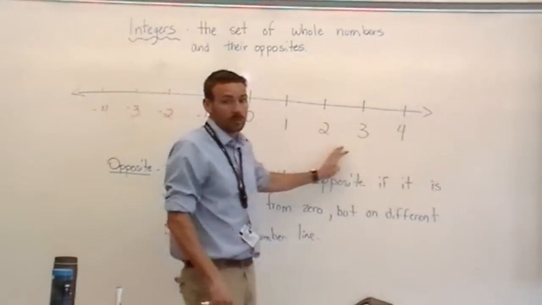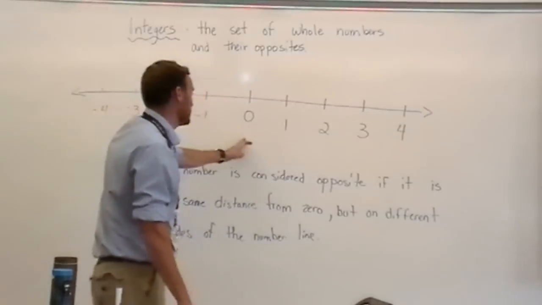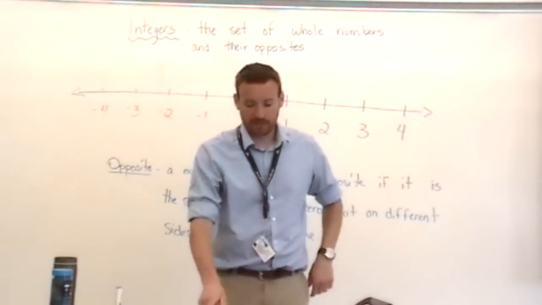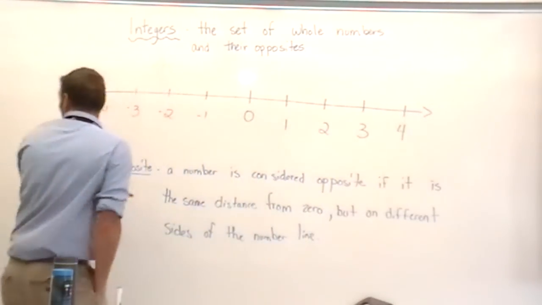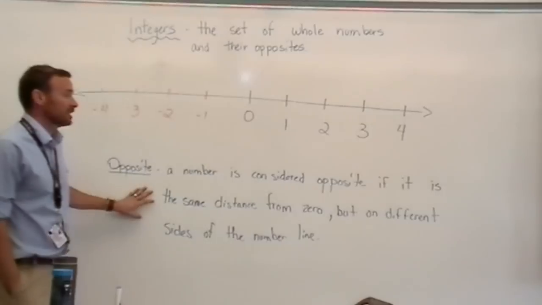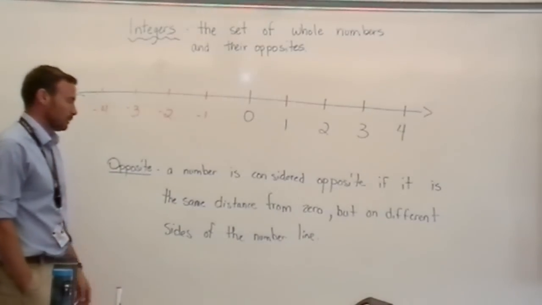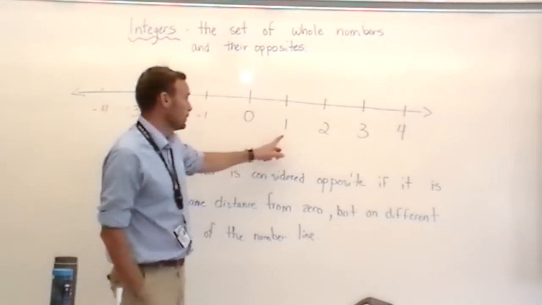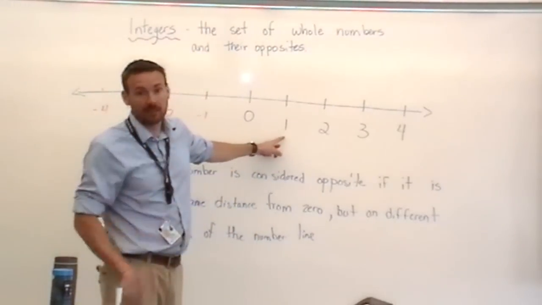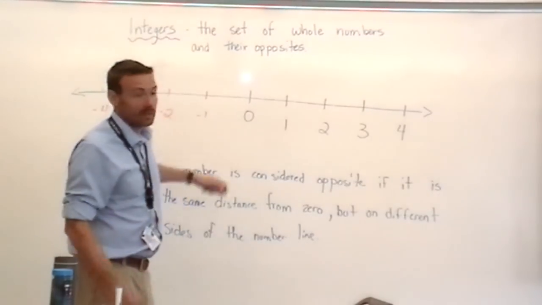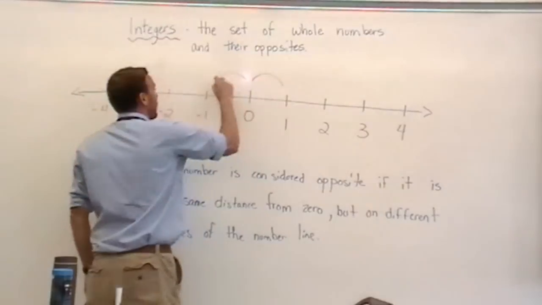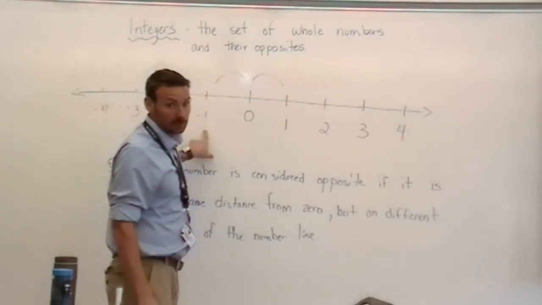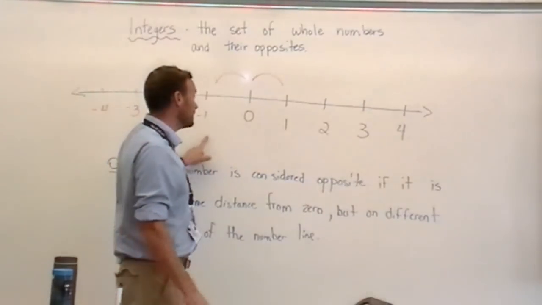So again, I have numbers that are to the right of my 0 and numbers that are left of my 0. Today we're also going to talk about opposites. An opposite is a number that's considered opposite if it's the same distance from 0 but on a different side of the number line. So for example, I've got the number 1 here. The opposite of the number 1 is -1 because they are both 1 away from 0 but on opposite sides of my 0. So the opposite of 1 is -1.